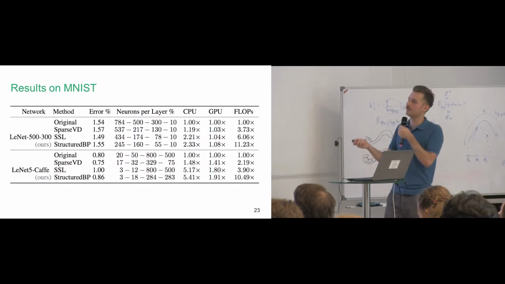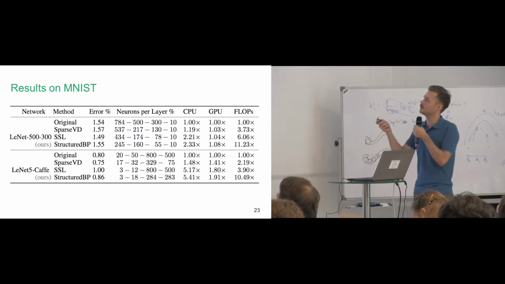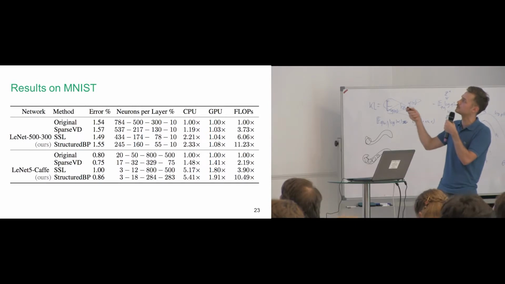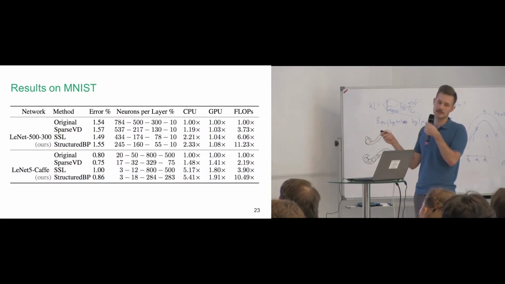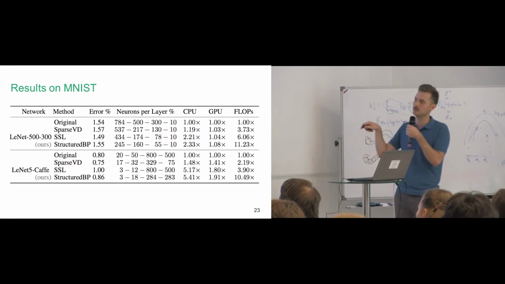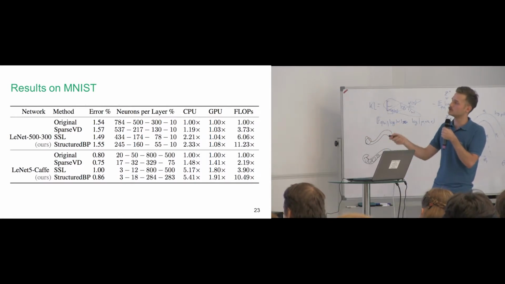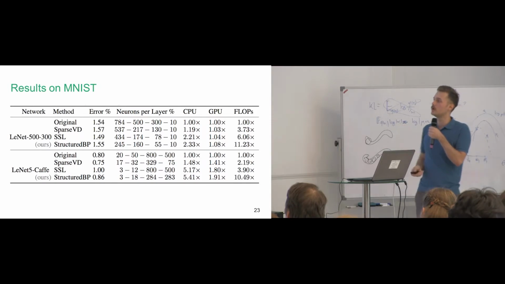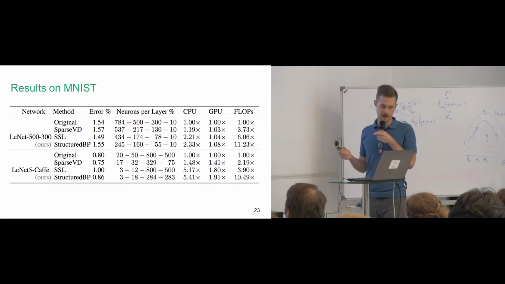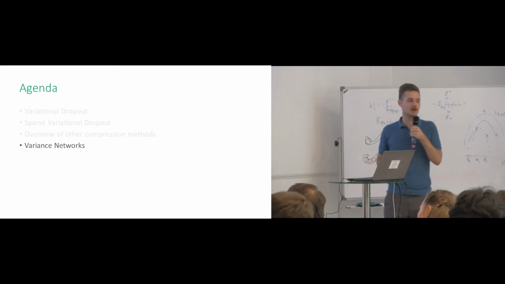And let's take a brief look at the results on MNIST. Here, again, two architectures. We have structured BP, that's our method. And we can achieve pretty good acceleration in terms of flops here on LeNet 500-300. But we have very small acceleration on GPU because this network is very small. And here on LeNet 5, we obtain very good acceleration in terms of flops, and even good acceleration on GPU. Of course we have results on CIFAR 10 and VGG, but that's not so interesting.